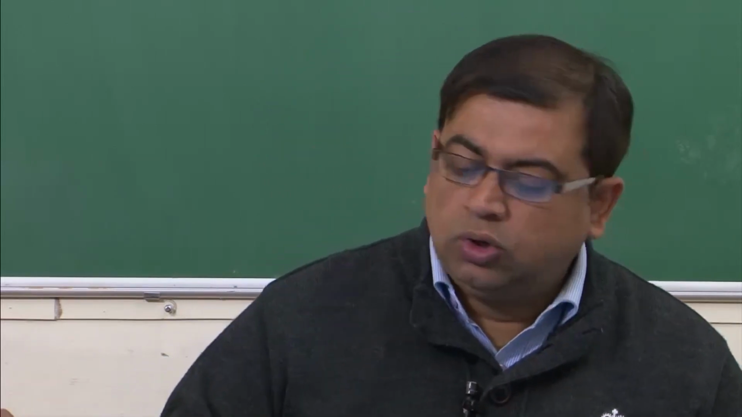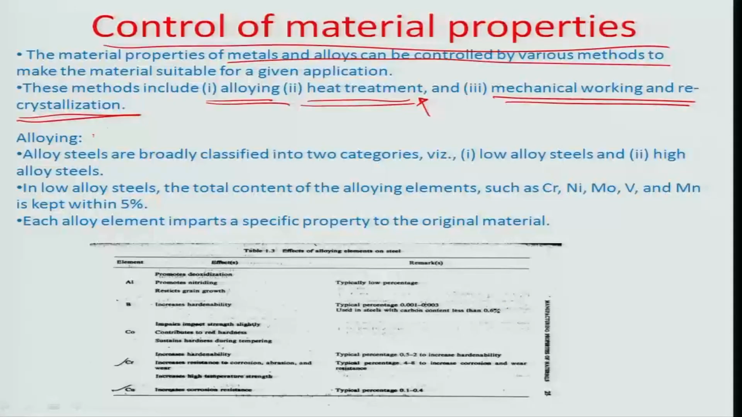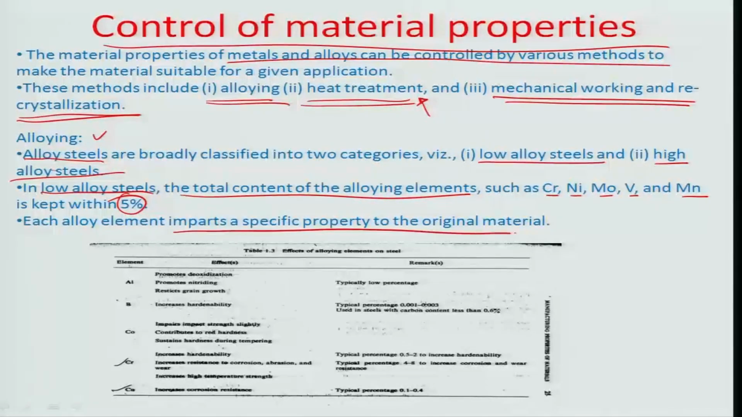So that is the reason why these heat treatment processes become very, very important from the aspect of manufacturing. So the first process, alloying, obviously concerns the way that alloying of steels happen mostly. So let us say the alloy steels are broadly classified into two categories. One is called a low alloy steel and another is a high alloy steel. In the low alloy steels, the total content of the alloying elements such as chromium, nickel, molybdenum, vanadium and magnesium is kept within 5%, and each alloy element imparts a specific property to the original material.